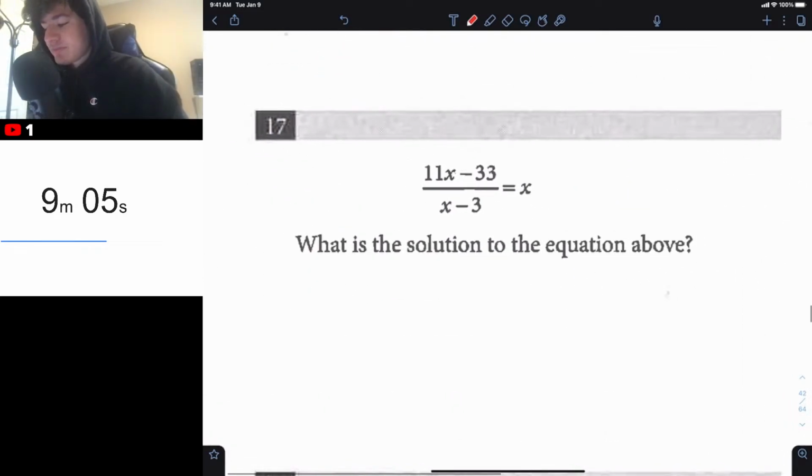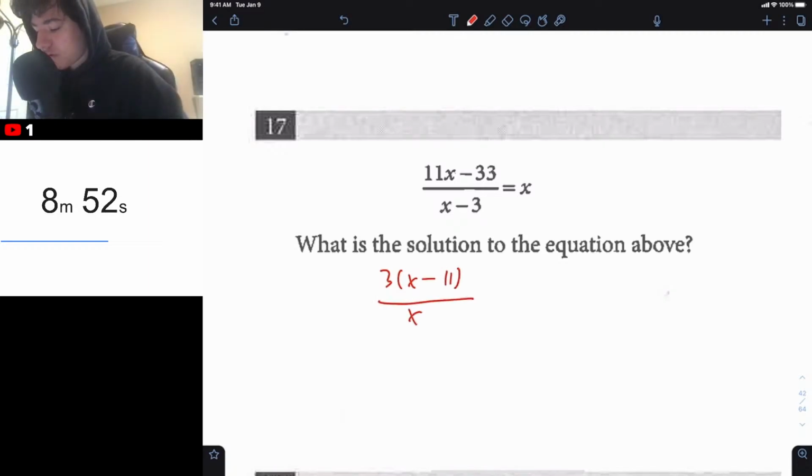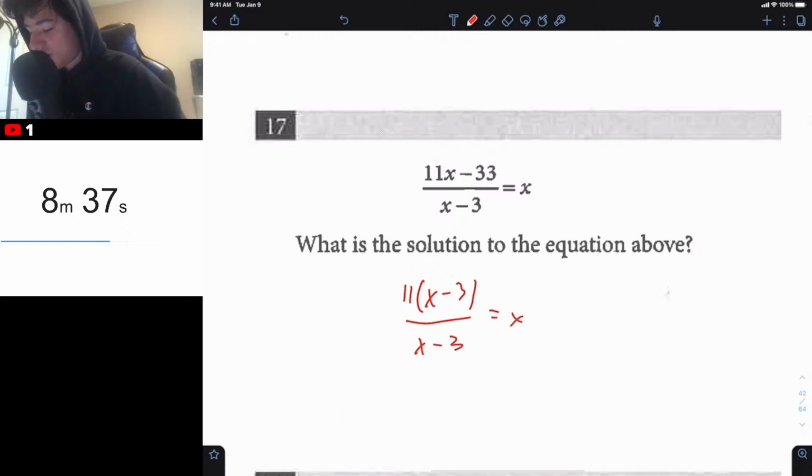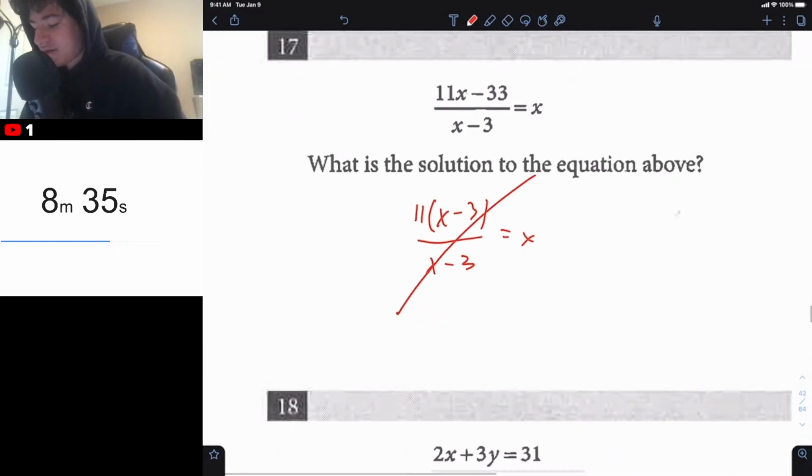What is the solution to the equation above? All right, so I already noticed that I can factor an x minus 3 out of the top. Sorry, I'm jumbling. I wanted to factor an 11 out. 11 times x minus 3 over x minus 3 equals x. I can just cancel these x minus 3s, right?